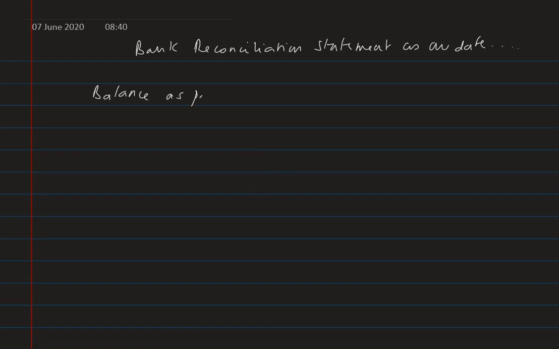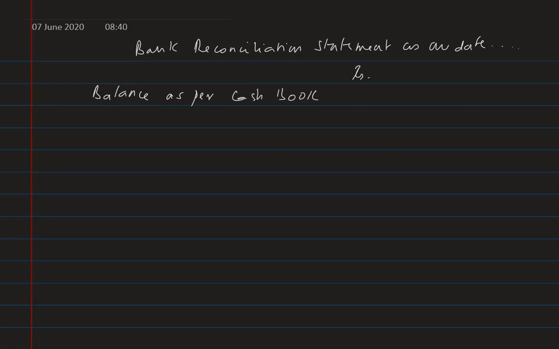Now this is a fairly easy problem. They have given both balance as per cash book and passbook. So you can either start with cash book or passbook. I'll do this problem starting with cash book. So the heading is bank reconciliation statement. Normally, bank reconciliation statement is as on a date. So we are going to prepare as on a particular date. Now let us get started with balance as per cash book.